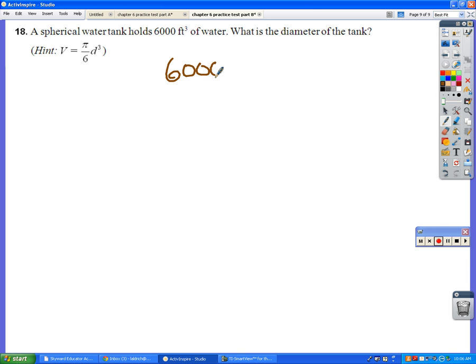So 6,000 equals pi over 6 times d cubed. That's as far as I got on this one. Okay, so we've got to solve for d. What do I do first? Times by 6. So 36,000 equals pi times the diameter cubed.